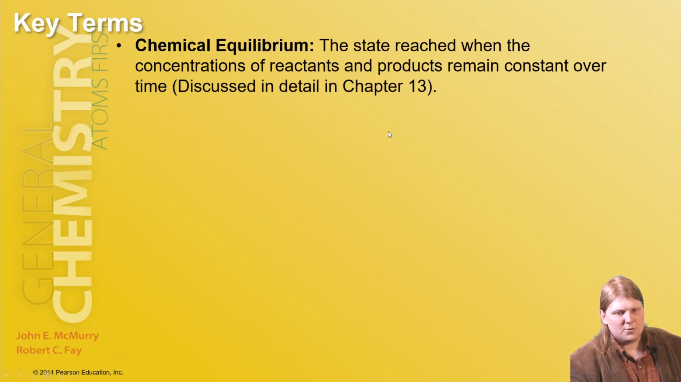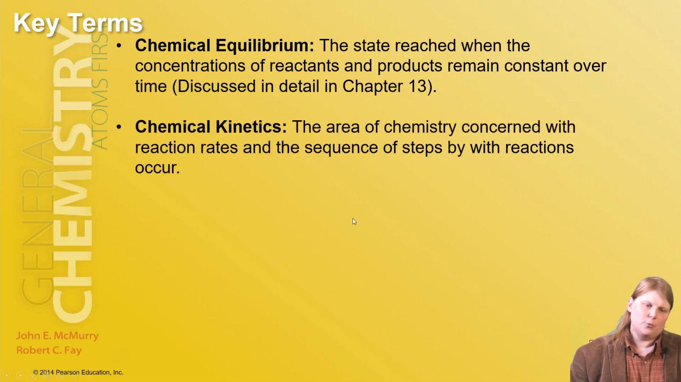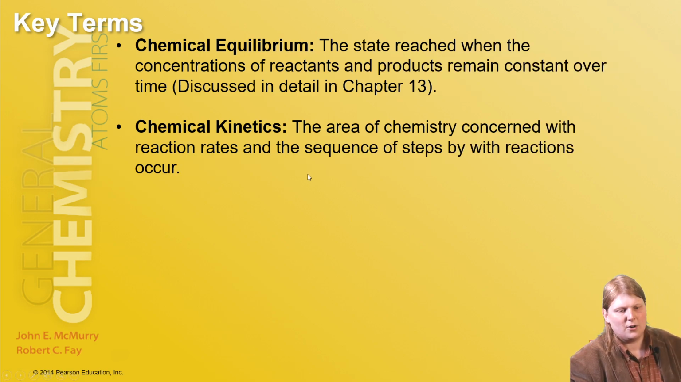Some key terms. So chemical equilibrium. This is the state reached when the concentrations of reactants and products remain constant over time. This will be discussed more so in Chapter 13, but the underpinnings that will be needed to fully understand this will be covered in this chapter. This chapter is really going to be more about chemical kinetics, the area of chemistry concerned with reaction rates and the sequence of steps by which reactions occur.